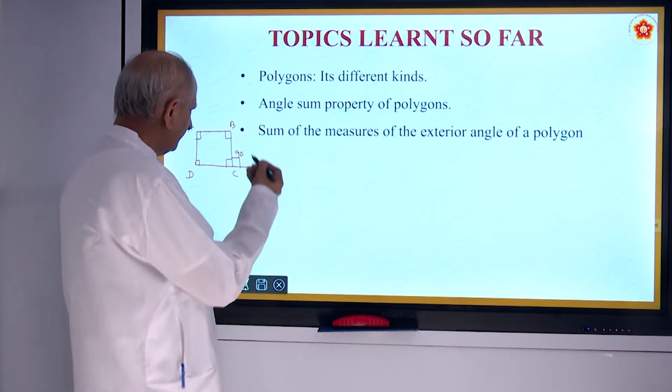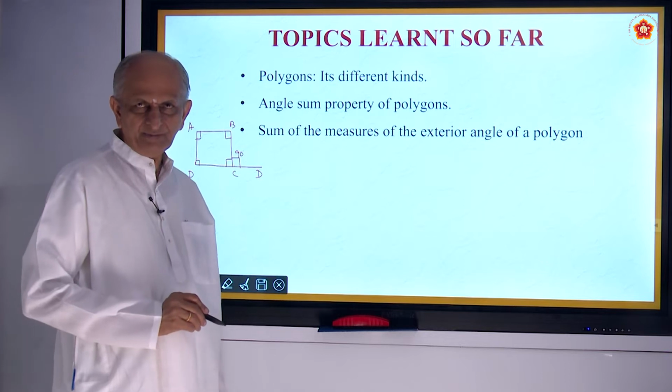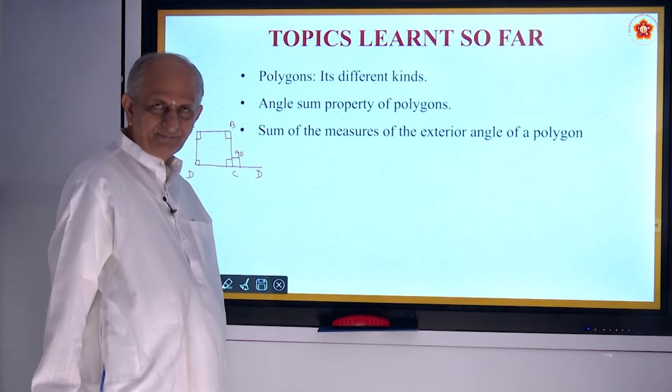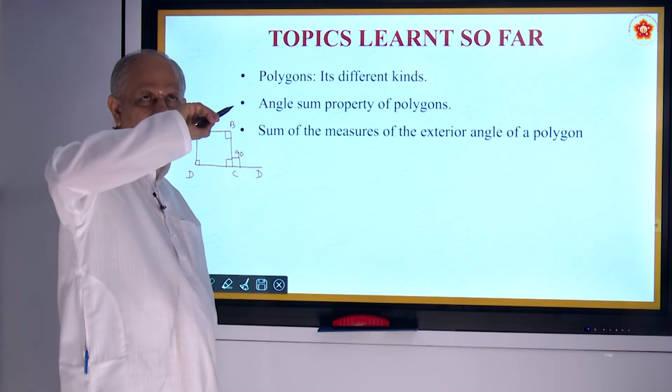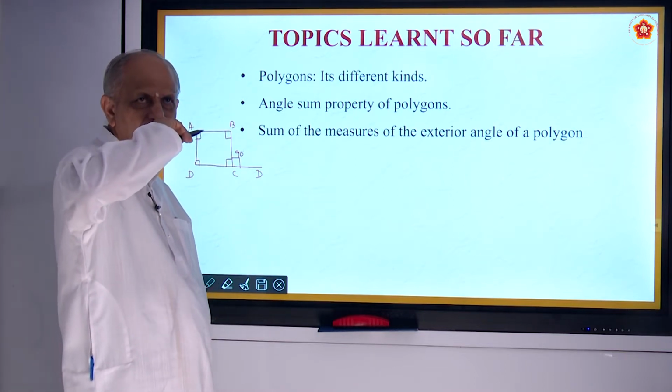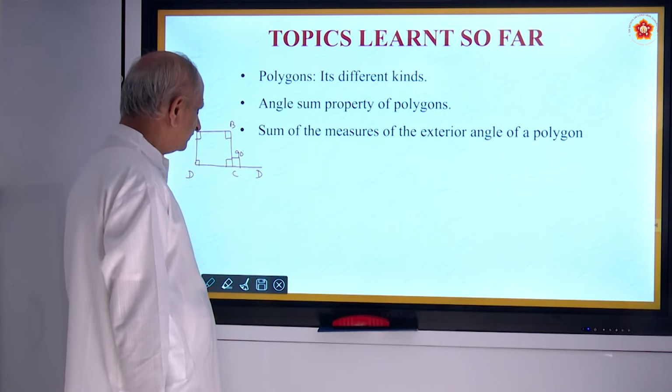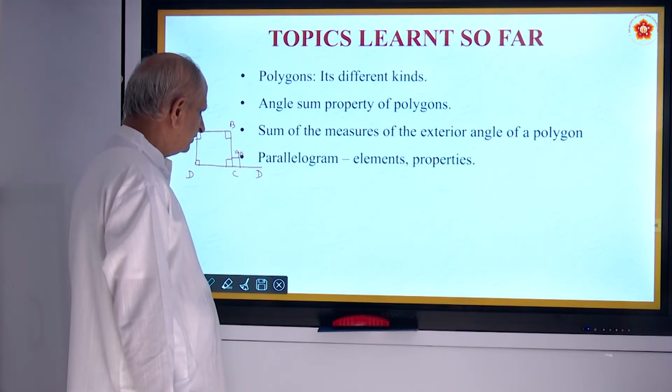So, in case of any polygon, the sum of all the exterior angles will be equal to 360 degrees. That is what you have studied.